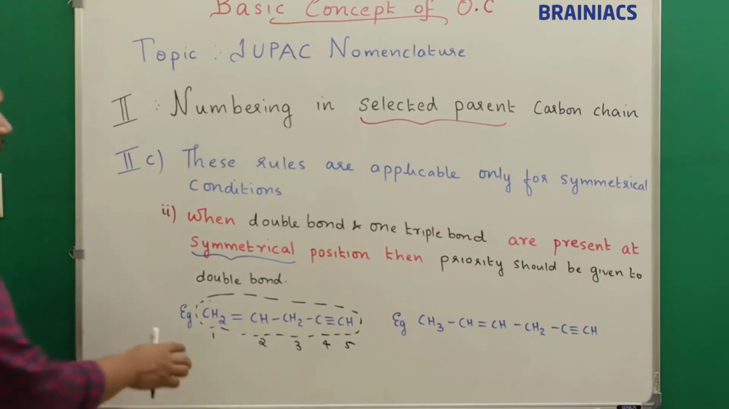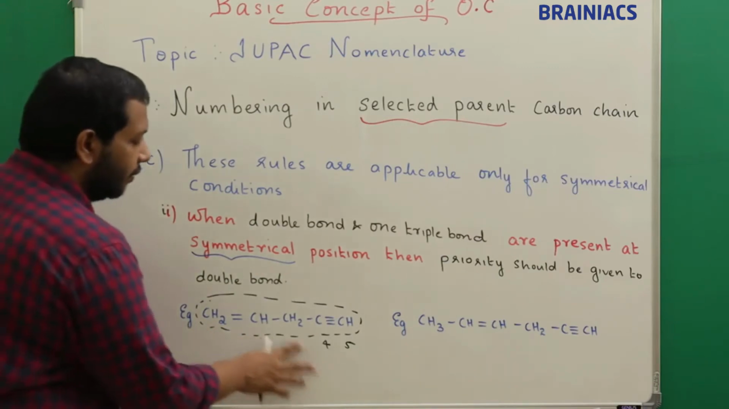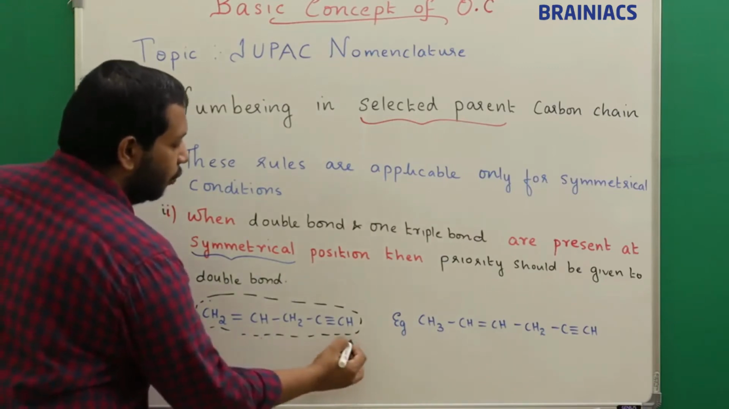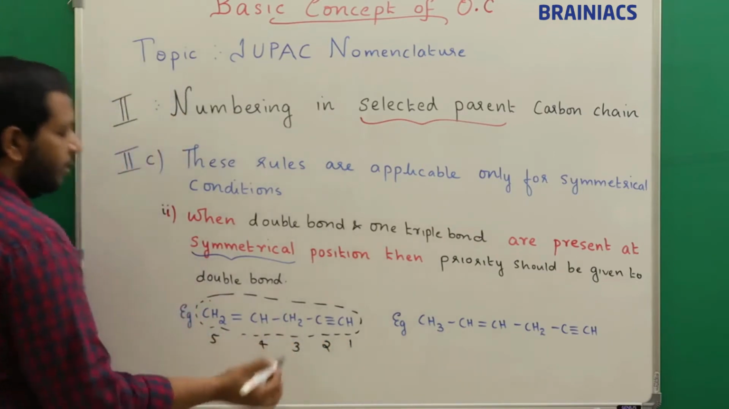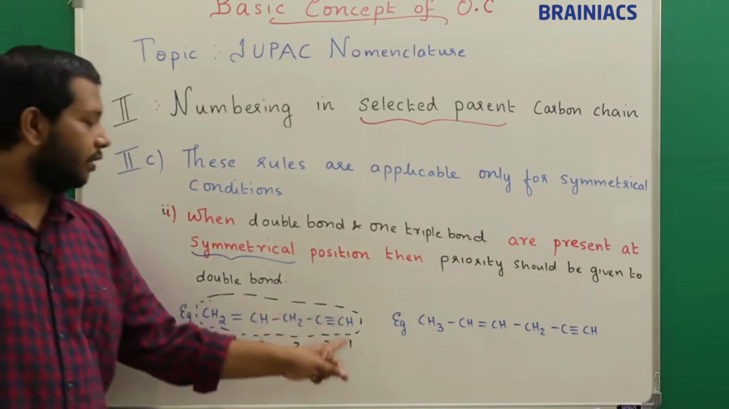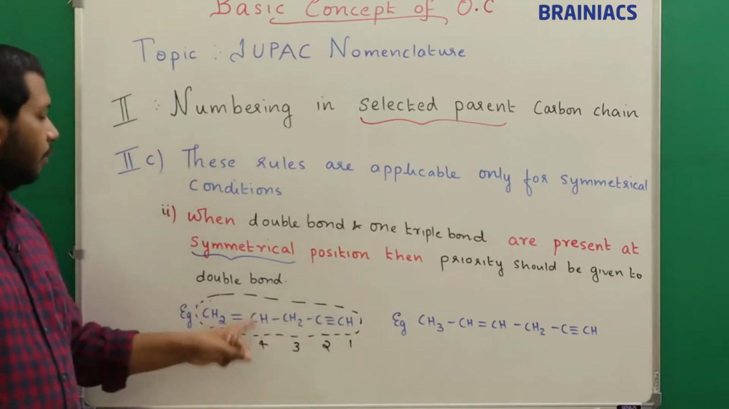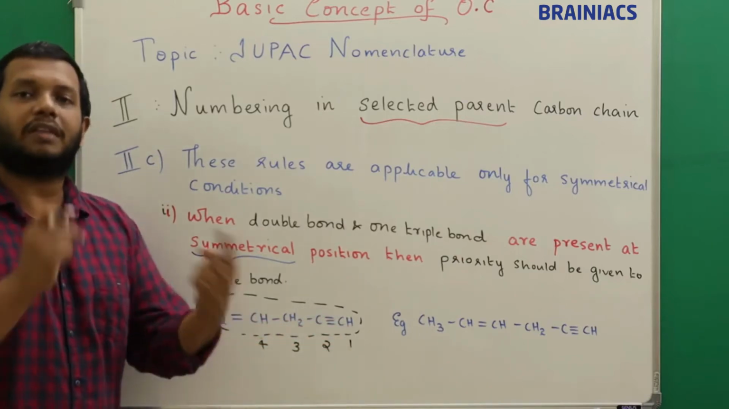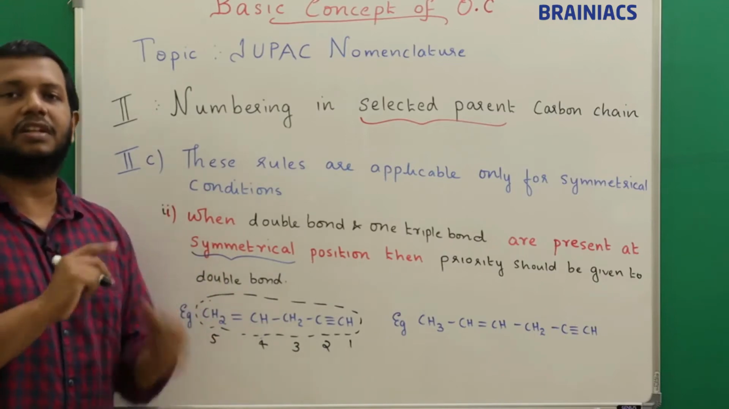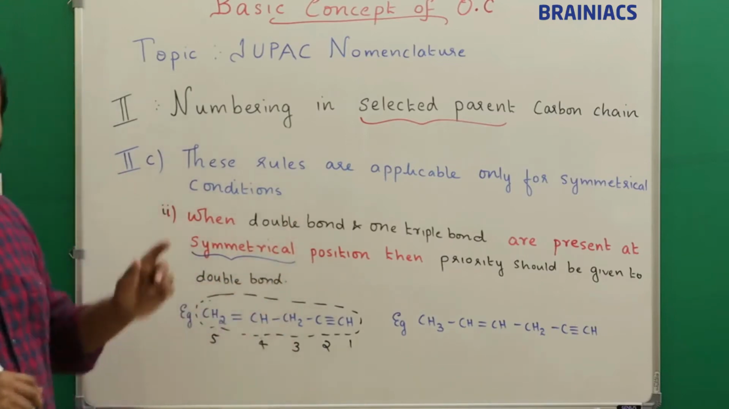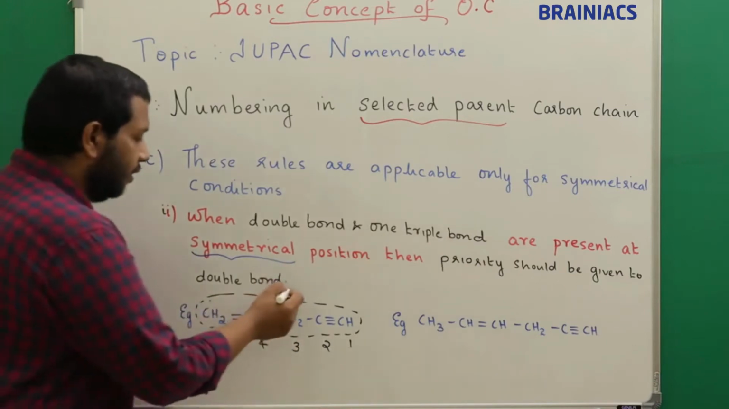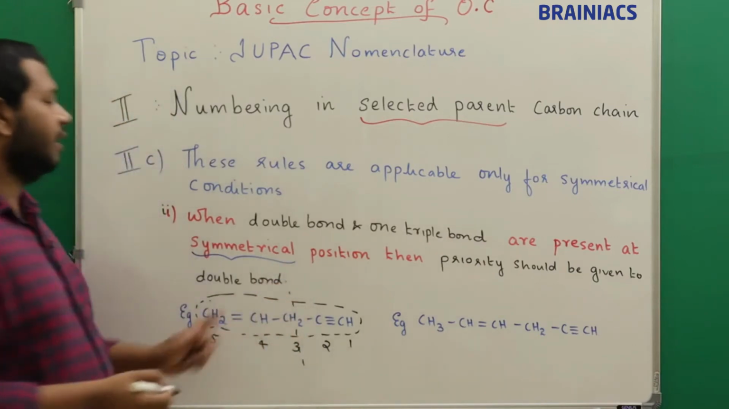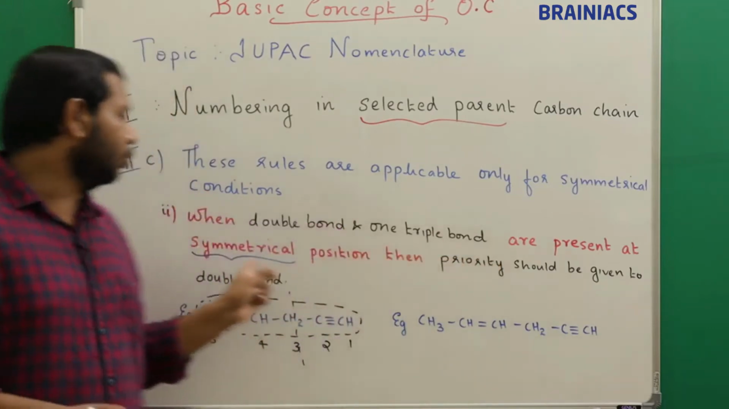Some students will do it in this way: 1, 2, 3, 4, 5. Now they will say, sir, for the triple bond the number coming here is 1 and for the double bond the number coming here is 4. So you can see again a symmetrical condition, just interchanged. If there is a conflict, if a symmetrical condition is there, then the priority should be given to whom?